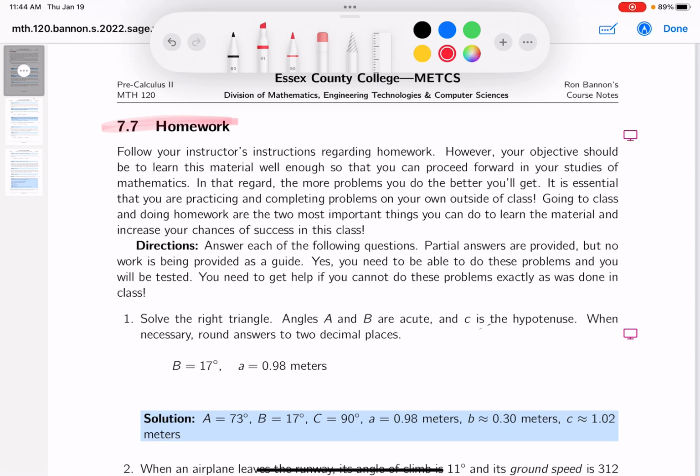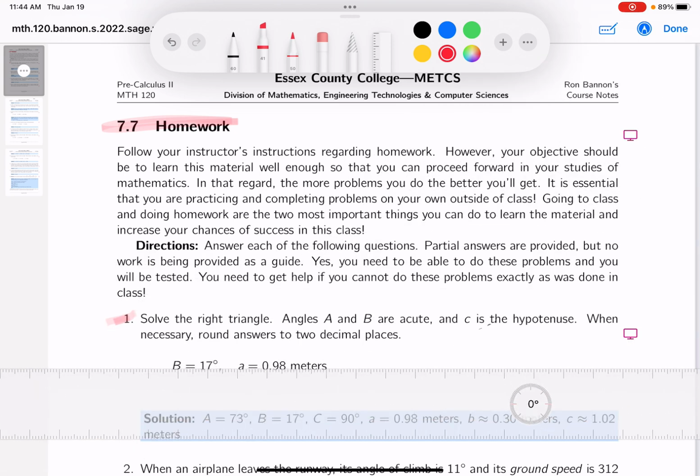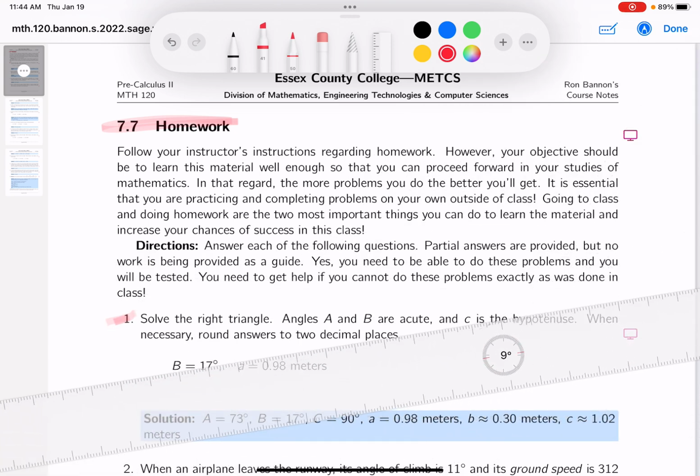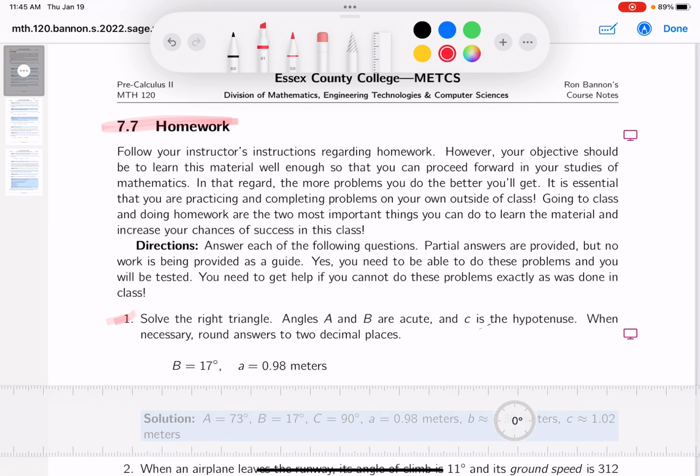Okay, we're going to do the homework. We'll start with problem number one. My recommendation is to invest in learning how to use a ruler and a protractor. If you notice over here, I can also get angles on the ruler. And if you have a computer, a ruler typically will do that for you, all right?